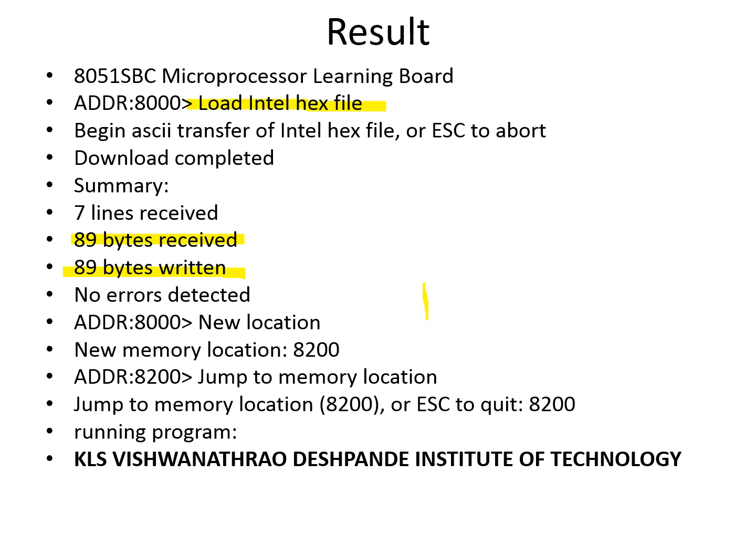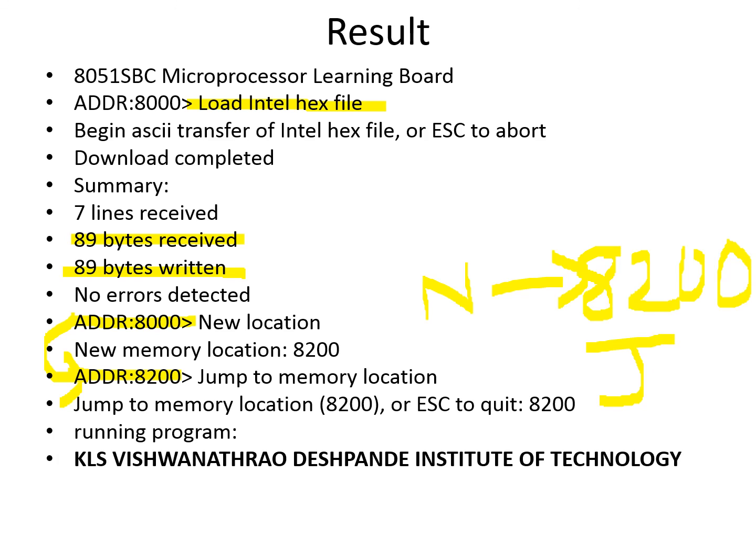If you press N, I go to a new location. And in this new location, I need to type the program address where my program is written. As you have seen in the program, my program address is 8200. So after pressing N, I need to press 8200. Then the program will jump to this address location. You can observe the change. Earlier I was in 8000. Now the new address is 8200 where my program is written. And for execution of the program, I press J. J is for jump to memory location.